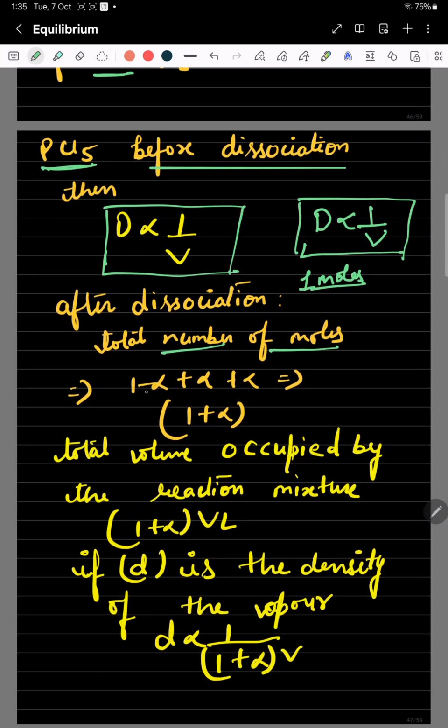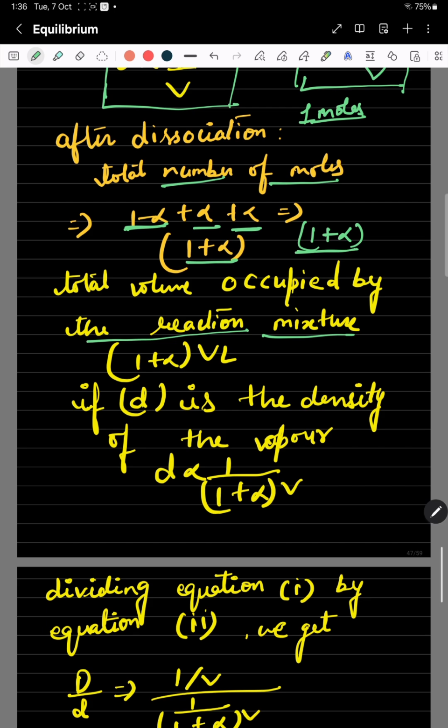At equilibrium, 1 minus alpha plus alpha plus alpha. So this would become 1 plus alpha. These are the total number of moles. Now, what is the total volume occupied by the reaction mixture? How much will it be?